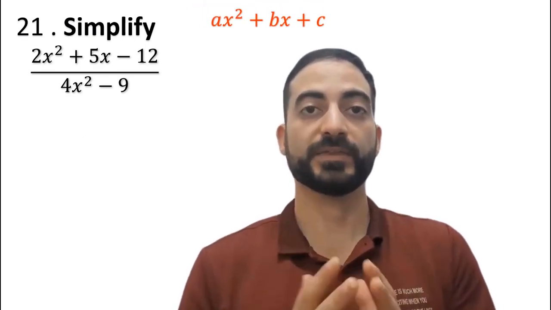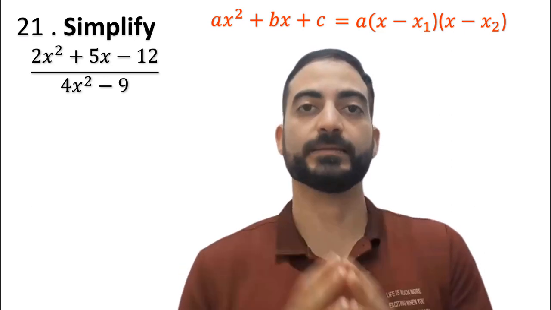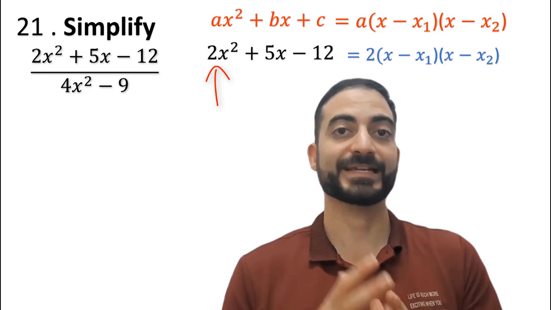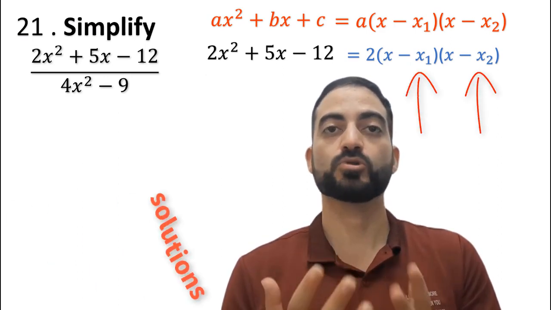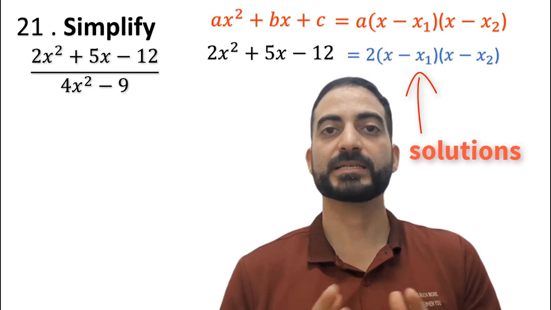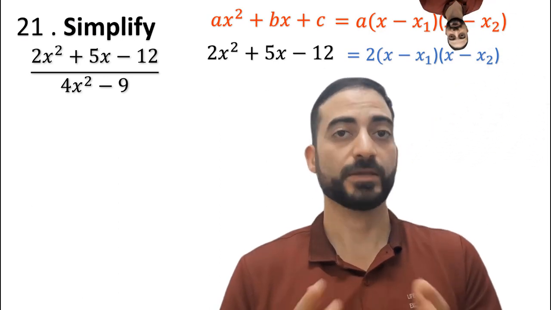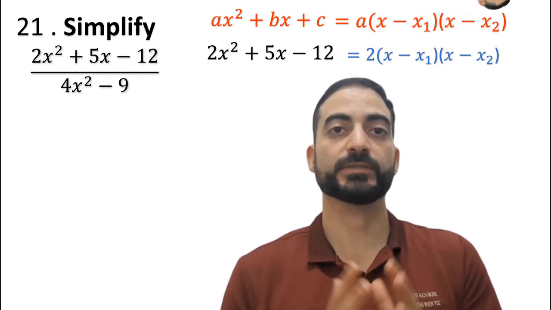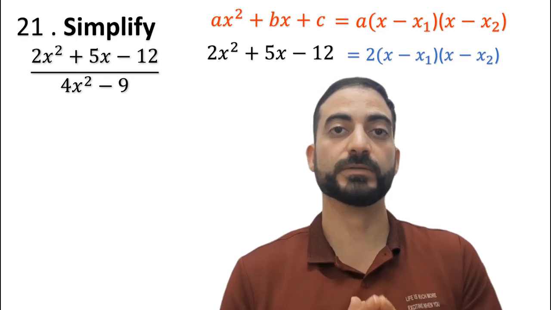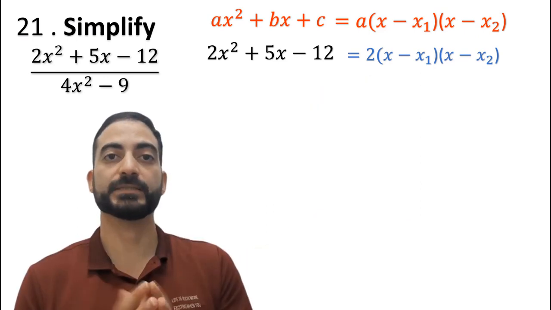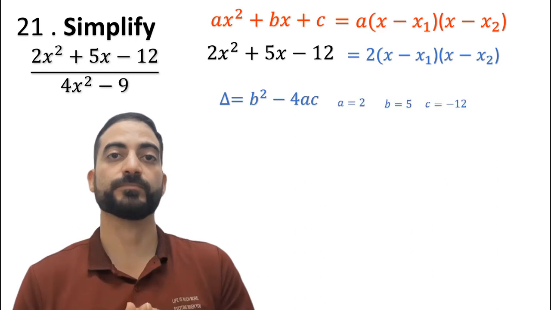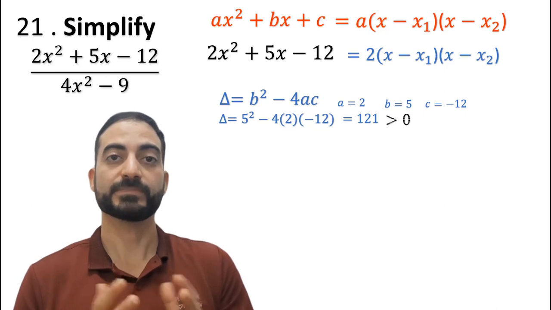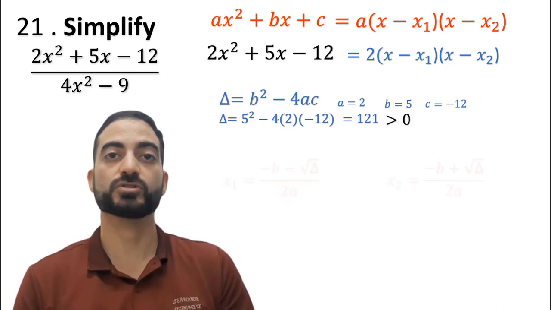This is the form of the factorized expression that we must obtain: a is the number multiplied by x², and x1 and x2 are the solutions. This means that we must obtain the solutions and put them here. As we know, in order to get the solutions for the quadratic equation, we must first get the discriminant, which is in this form. And because the discriminant is positive, this means that we have two real solutions in this form.